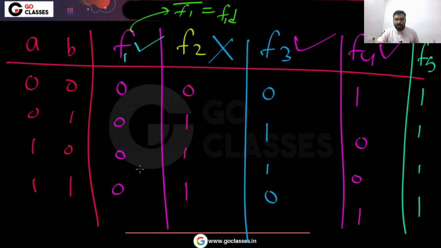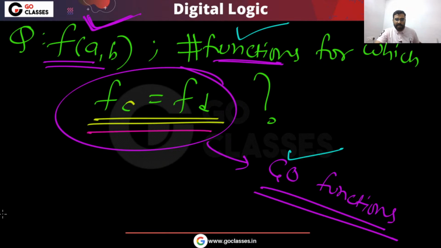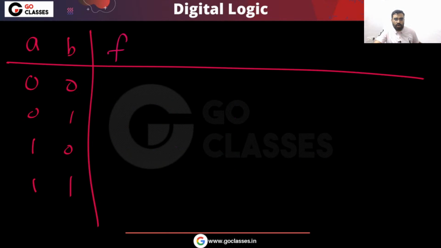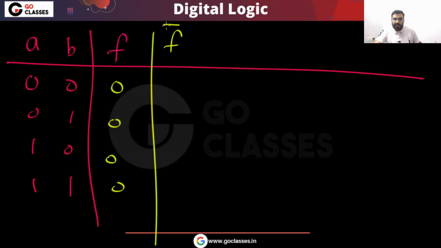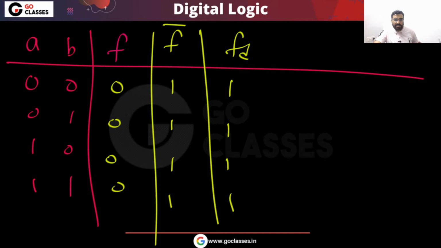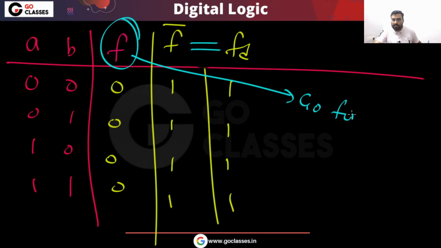So is it clear which function is a go function? Those functions for which f complement is same as f dual. Remember, this function is a go function. Look at this function. If you notice, f complement will be this and f dual will be this. So this is a go function because f complement and f dual are same. We can call it a go function.